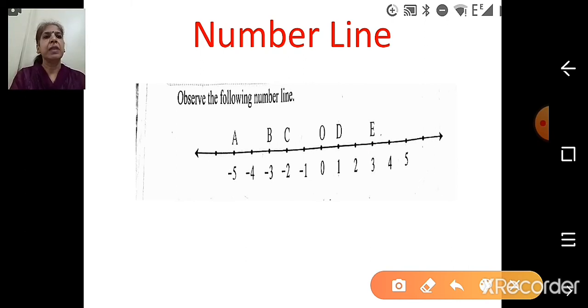Point E, which number is indicated by point E? 3. Similarly, we have the numbers on the left of 0 also, that is negative integers or negative numbers. Now when we say point C, which number is indicated? Negative 2. Similarly, point B, negative 3, and so on. So remember, when you draw a number line, draw a line, show arrowheads, O origin, the numbers to the right of the 0, that is origin, are positive numbers, and negative numbers to the left of 0.